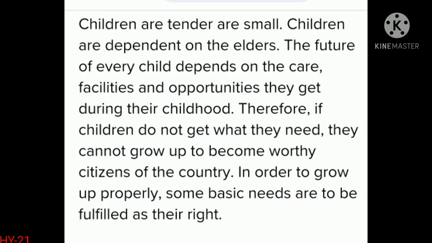Children are tender or small. Children are dependent on the elders.